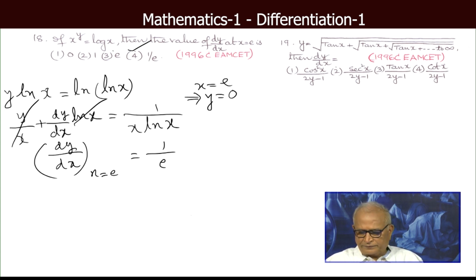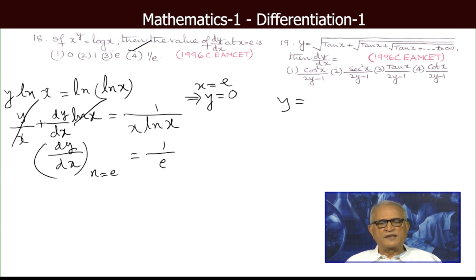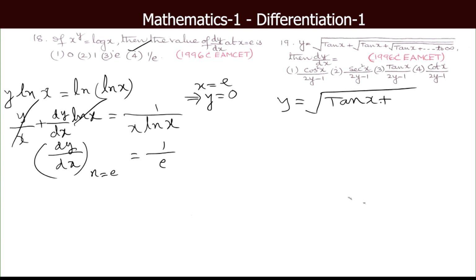Then 19, y equal to square root of tan x plus square root of tan x plus square root of tan x plus etc. The extraction of the square root extends up to an infinite number of times. It does not cease or terminate at a finite number of extractions. It goes on indefinitely. So, in such a case, you write y equal to root of tan x plus, when you read the remaining, root of tan x plus etc. up to infinity, that is again y.